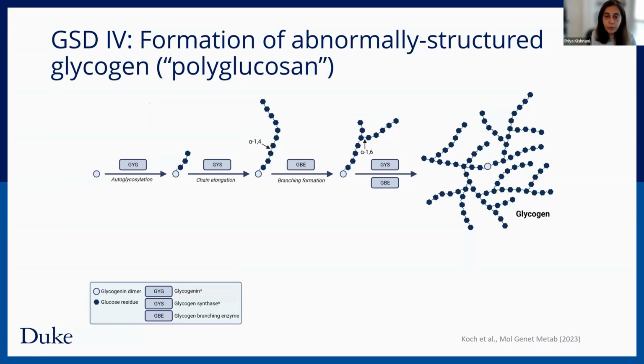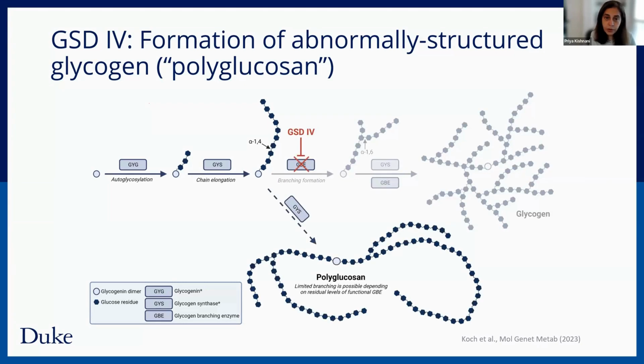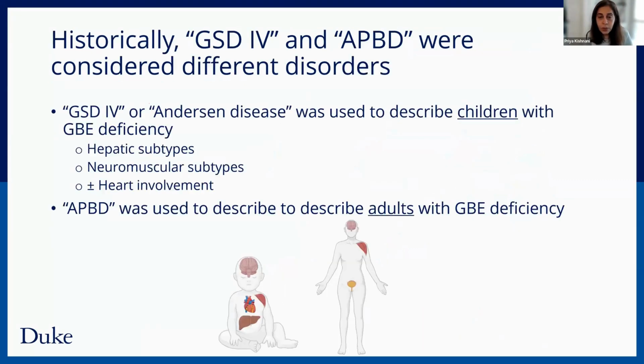And so now if we look further, this is what results when we have a deficiency of the enzyme. We have more linear chains of glucose and less of the branch points. And this is what is called polyglucosan or polyglucosan bodies, which is what is building up in our patients with GSD4. So if we move ahead, historically, GSD4 and APBD were really considered as different disorders.